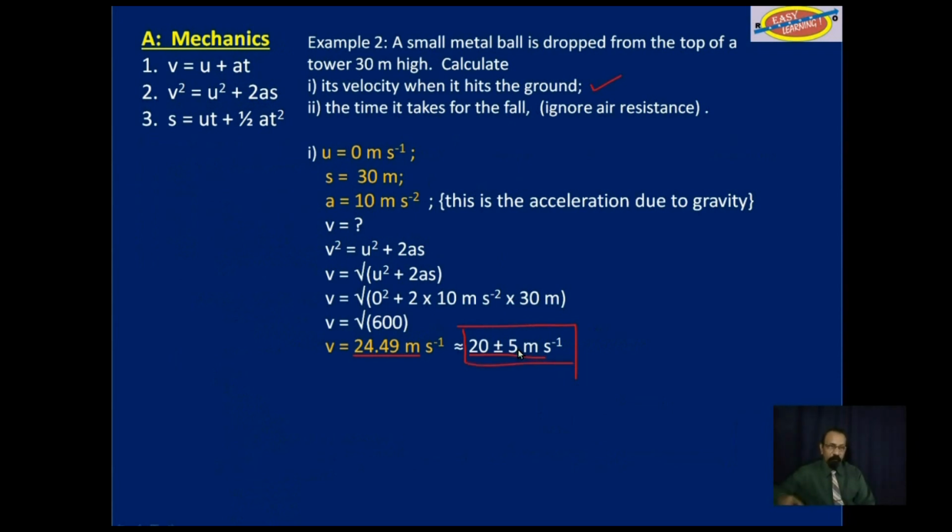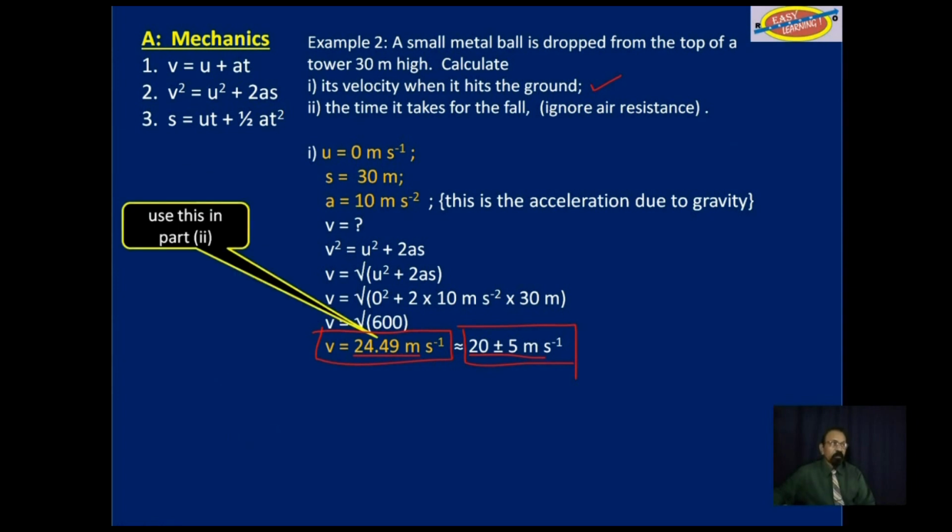But if we need this answer to calculate further down in the question, we will use this, because we don't want to use a rounded off answer early in a question. So we will use this 24.49. We want to find the time. Now this first equation here has time in it. This last one here has time twice, which will make it more difficult. So let's use the first one.